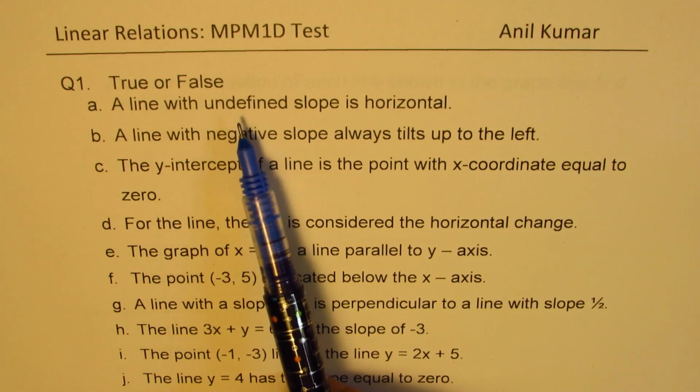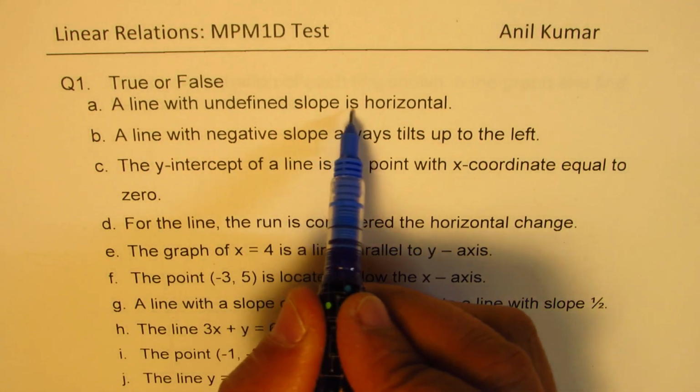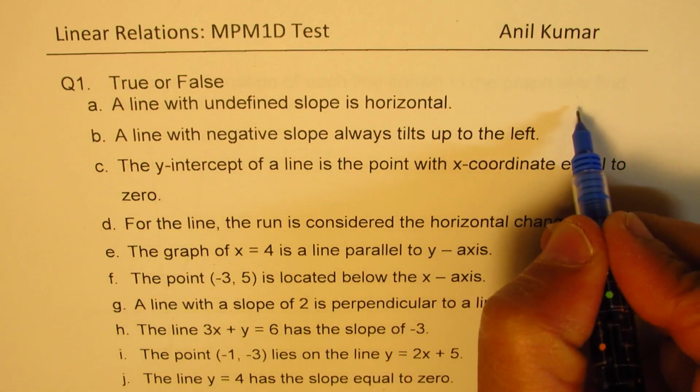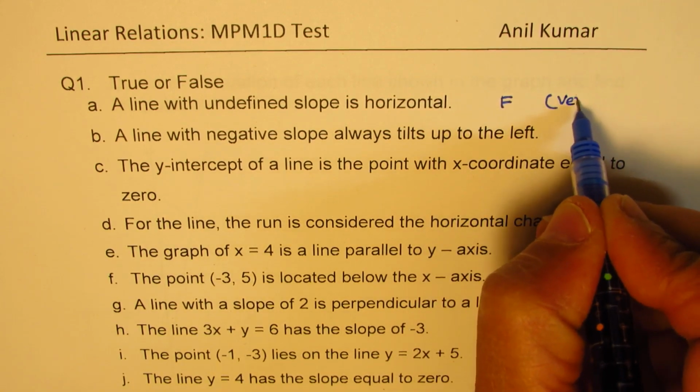A line with undefined slope is horizontal. Is it true or false? Well, undefined slope means a vertical line. So this statement is false. Right, so false. It is a vertical line, not horizontal.